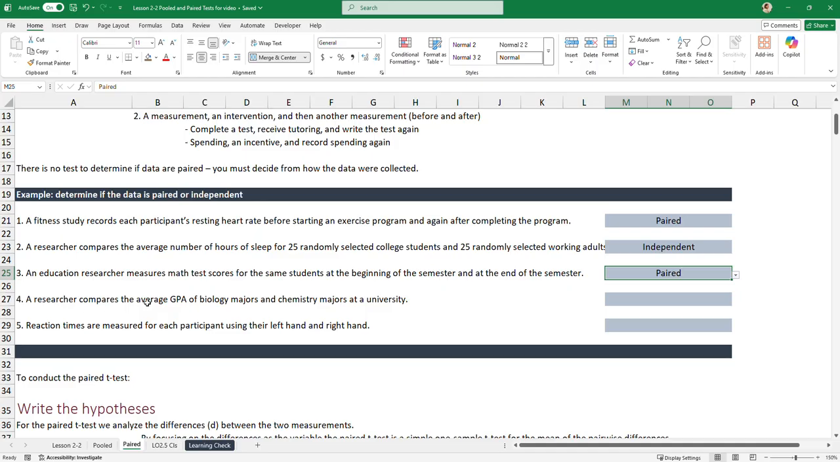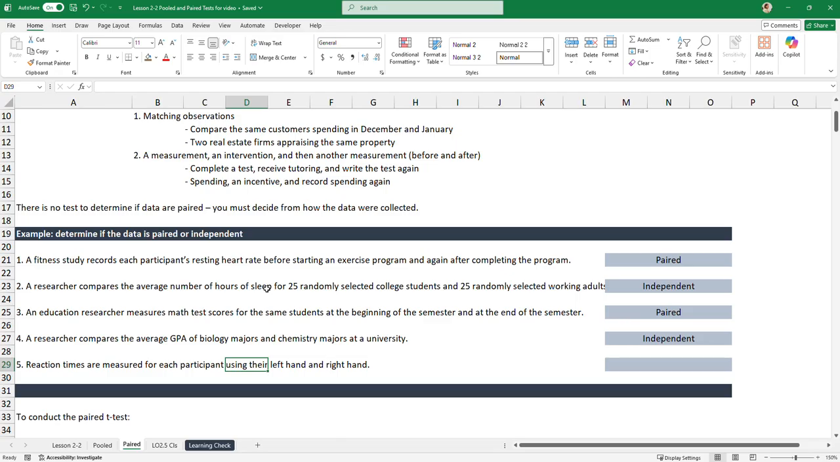For number 4, a researcher compares the average GPA of biology majors and chemistry majors at a university. If the biology majors and chemistry majors are not related to each other in any way, then this should also be independent because a random biology major shouldn't influence the GPA of a random chemistry major if they're not working together or related.